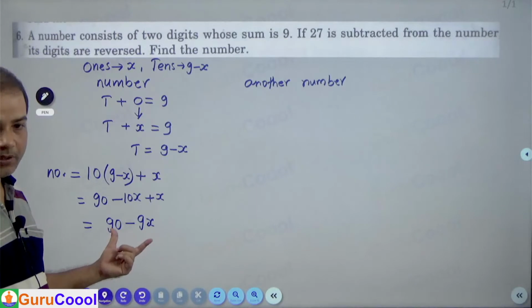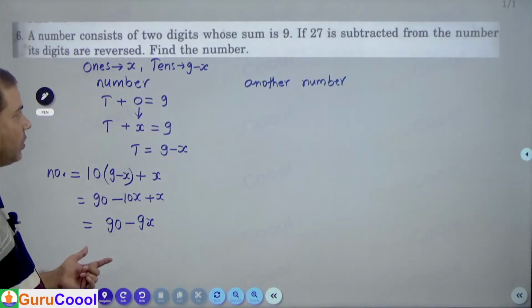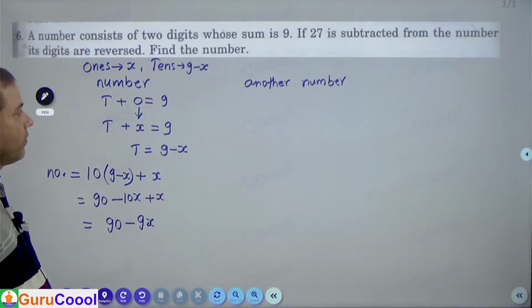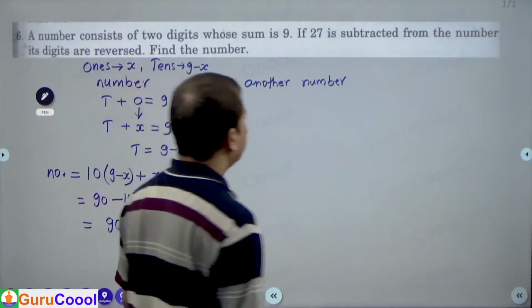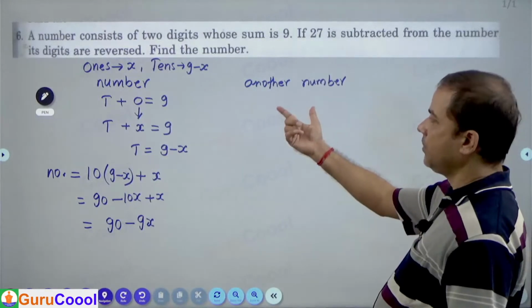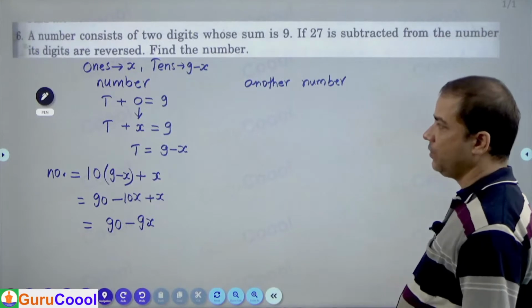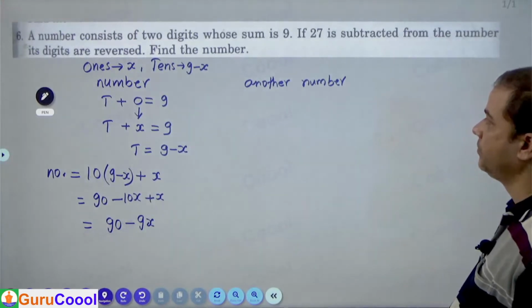What is the number? 90 minus 9x. Got it? Yes, sir. Okay. And can you guess what will be the other number?